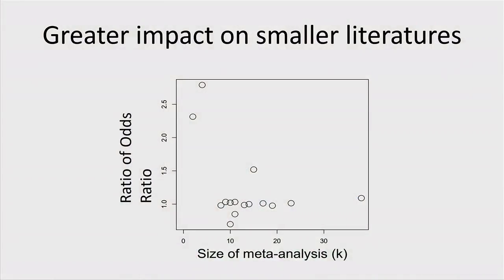And so there are 2 observations that we can make about what can explain some of this variance in results. One, which is predictable, is that the impact of removing a retracted study is higher for smaller meta-analyses. And so here you see the values of the ratios of odds ratios plotted against the size of the meta-analysis, the number of studies included.